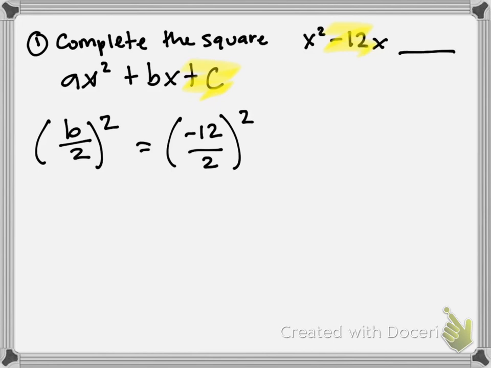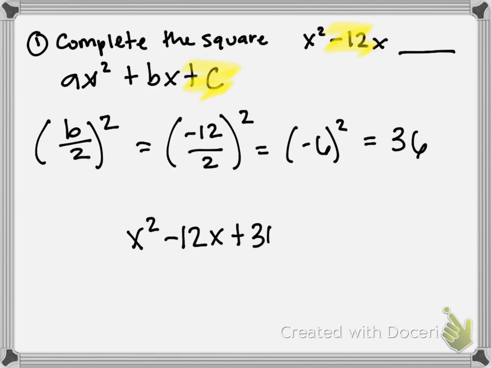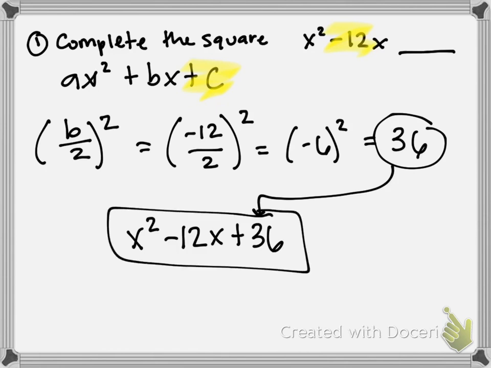What is negative 12 divided by 2? Negative 6, and negative 6 squared is 36. So to complete the square, I would have x squared minus 12x plus 36. That's the value I got here. I'm just putting it in for my c value in my quadratic.